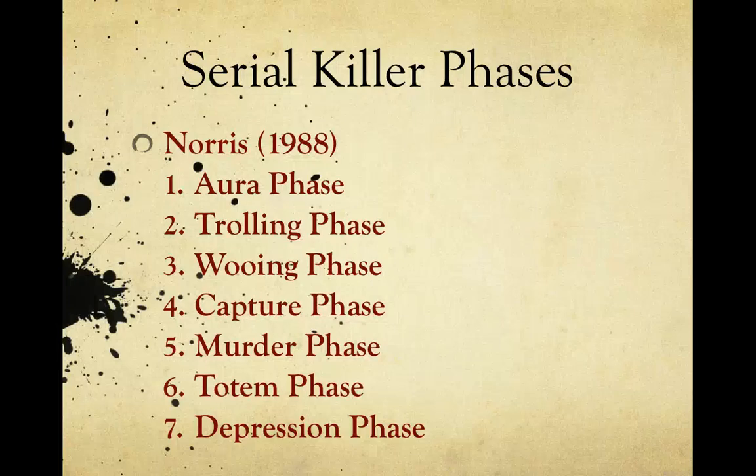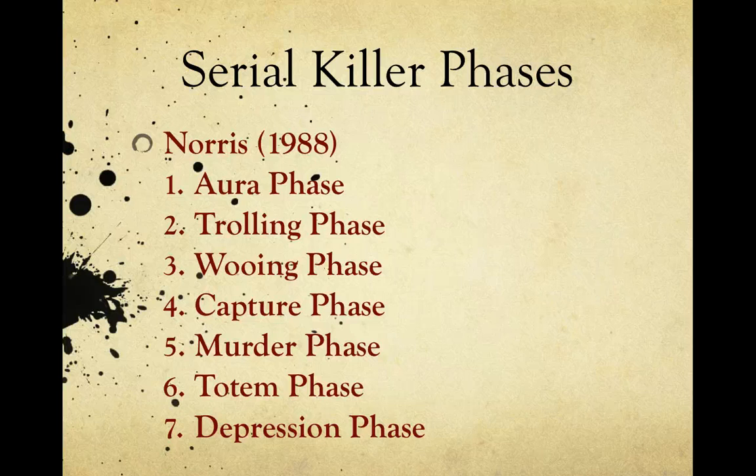In 1988, Joel Norris classified 7 phases that serial killers tend to go through. Note, not all serial killers go through all of these phases, if any, and they do not have to go in the same order. He conducted interviews with over 500 individuals, and found that these phases were in common among all of the killers.